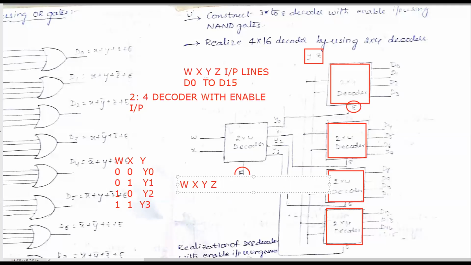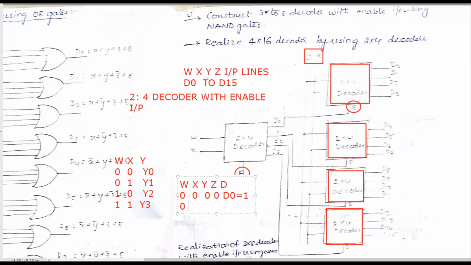And we are going to see which output line D is selected. If it is 0 0 0 0, check it. If it is 0 0 0 0, then the D0 line will be selected. Only the D0 line will get the output. That is, for the D0 line, the output will be equal to 1, and for all the remaining lines, the output is 0. This is the first condition we will check, and then the second condition.